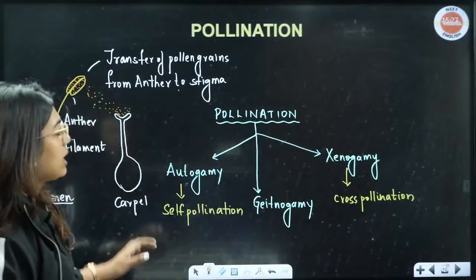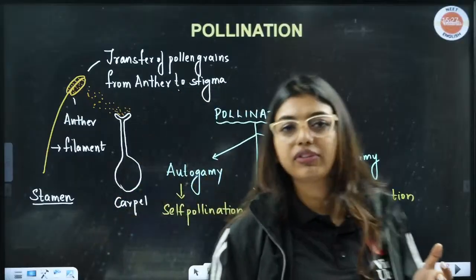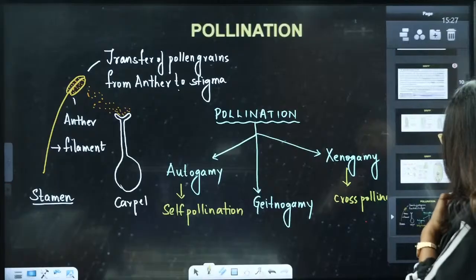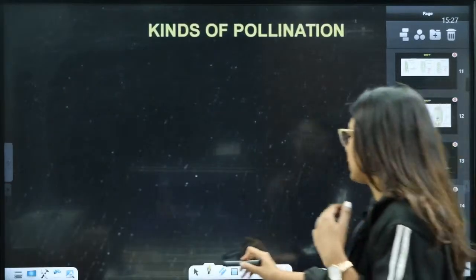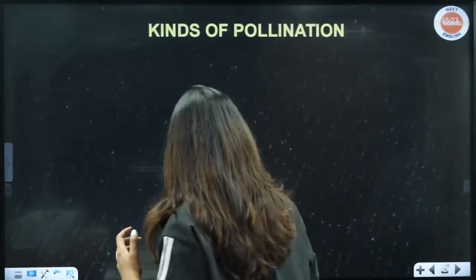Now let's try to learn all of these terms with the help of diagrams. With the help of a diagram we will try to understand these terms. So, kinds of pollination. I will remove this here, so I can copy paste the flower.